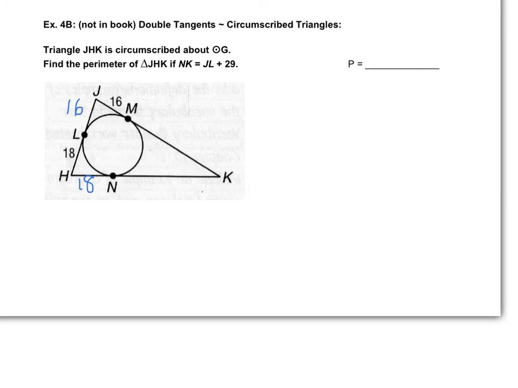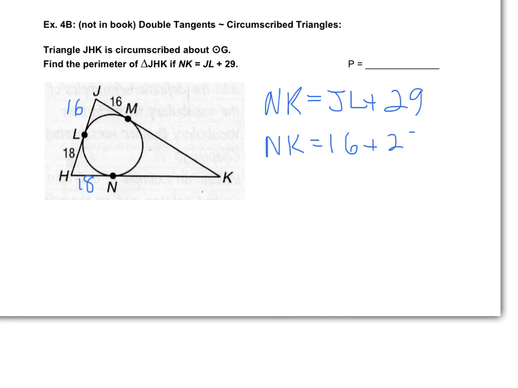And then we don't know what MK or NK is yet, but we'll use the last condition that we were given there, that NK equals JL plus 29, because we now know JL. And so this time NK is going to equal JL, which is 16, plus 29, or 45. Now remember, that's not the perimeter. We're just going to put 45 onto the diagram at NK and then also at MK, and then add up the pieces that we know.